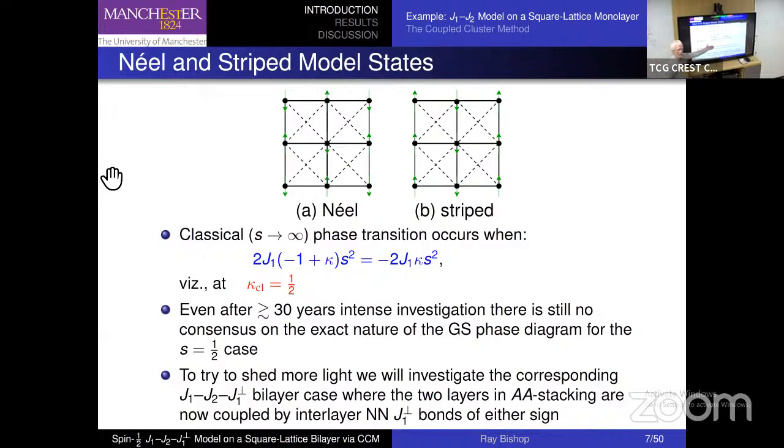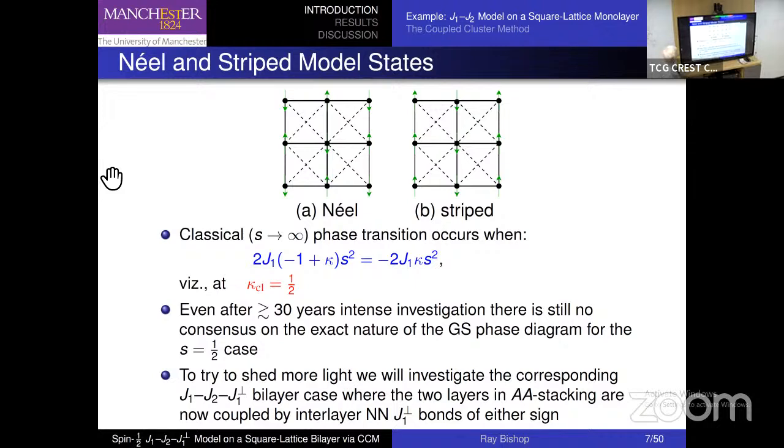Where does the phase transition occur? Well, it occurs when these two energies cross. And that's a pretty easy equation to solve. That's kappa equals a half. So classically, this is a very straightforward problem.